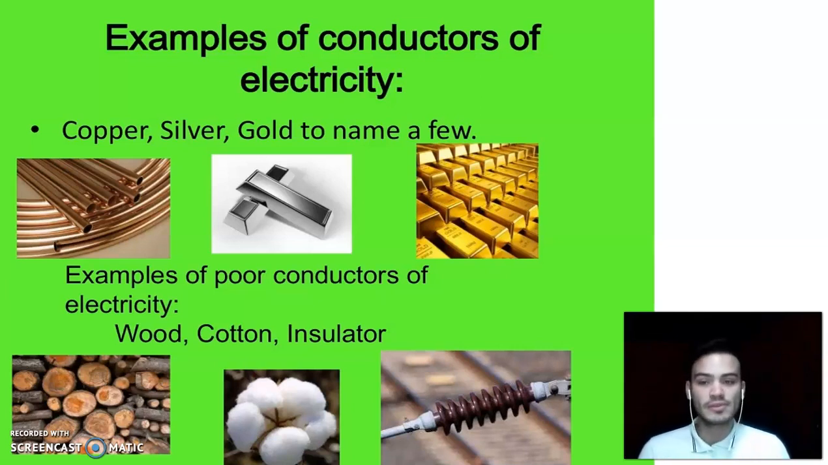And we have examples of poor conductors of electricity: wood, cotton, and insulator, as well as plastic, okay? When you put plastic to the current of electricity, it cannot be transmitted because it is not a conductor. And copper and all of the metals are conductors of electricity. So please, when you see any wire made of these metals, please keep away from those.